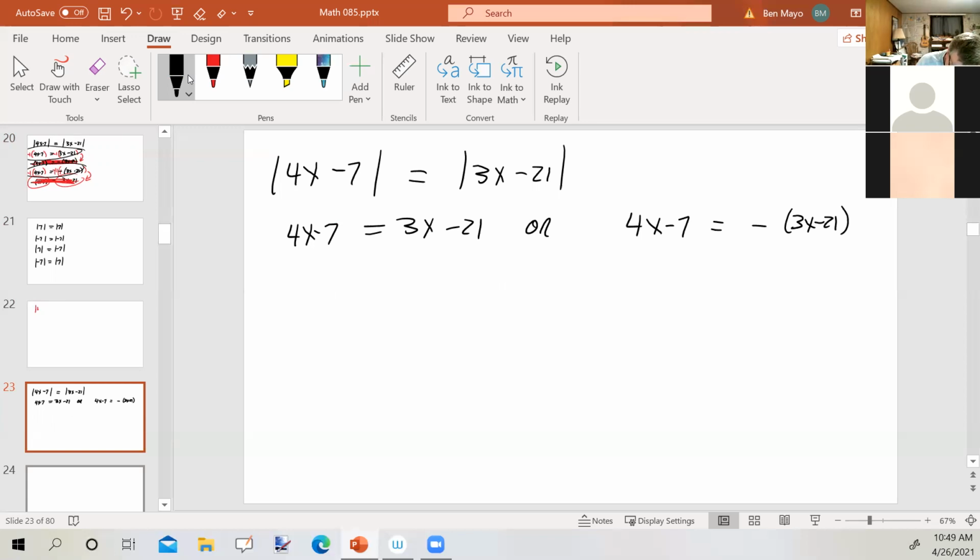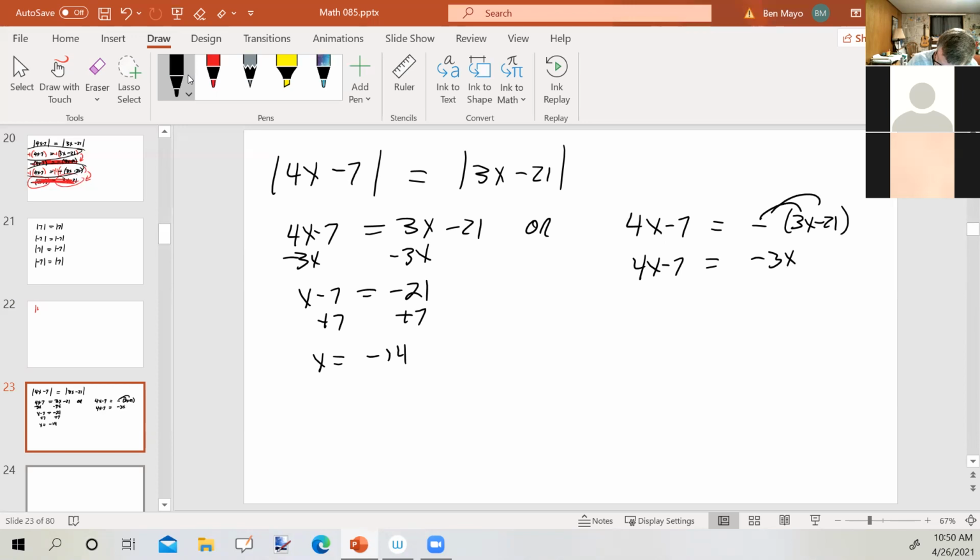Solving the first equation, I'll subtract 3x from both sides. X minus 7 equals -21. Add 7 to both sides. X equals -14.